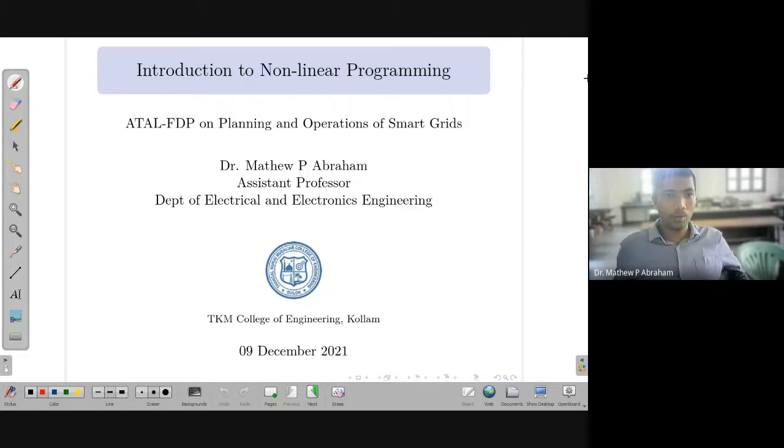This session we'll talk about nonlinear programming. Actually, this session was initially planned for the first day or the second day, because it gives an introduction to one of the key tools required for smart grids. When we talk about smart, if somebody is smart, that means he or she is intelligent, or can think rationally and take the best decisions.